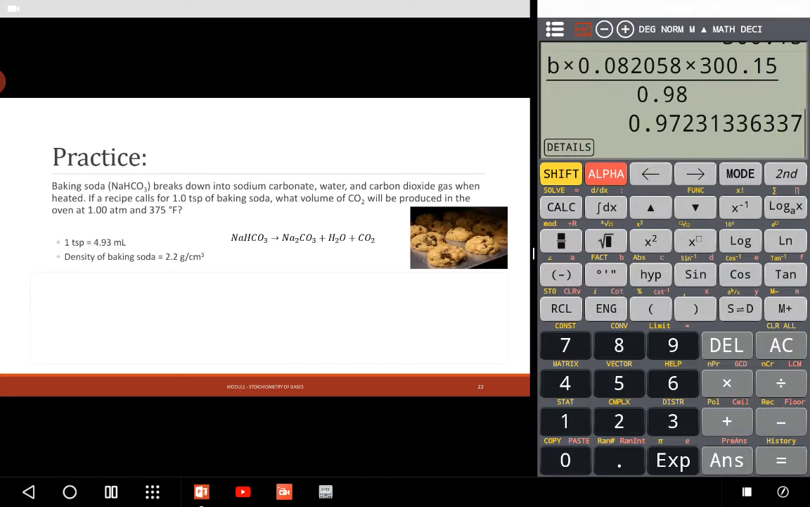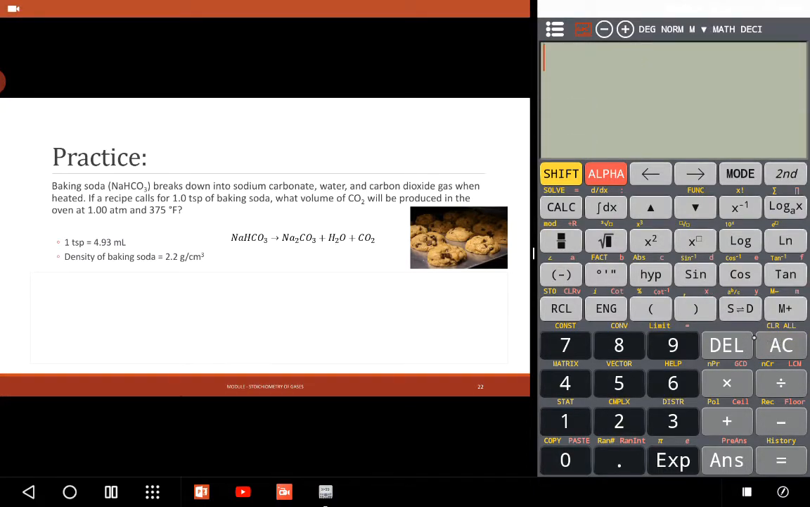Here's another practice problem for you. This one reads, baking soda breaks down into sodium carbonate, water, and carbon dioxide gas when heated. If a recipe calls for 1 teaspoon of baking soda, what volume of carbon dioxide will be produced in the oven at 1 atmosphere and 375 degrees Fahrenheit? Go ahead and pause the video and work this out on your own. And then unpause the video when you're ready to continue. The balanced equation is provided to you here.